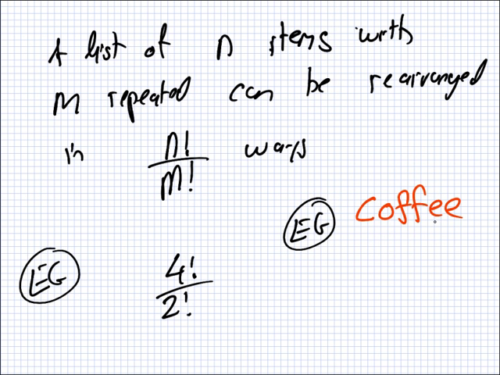C-O-F-F-E-E. So you can see here, when you want to rearrange the letters, if you swap these F's here, you can't actually tell a difference. And if you swap the E's here, also you can't tell a difference. So 1, 2, 3, 4, 5, 6. So it's 6 factorial over, what would you say it might be?